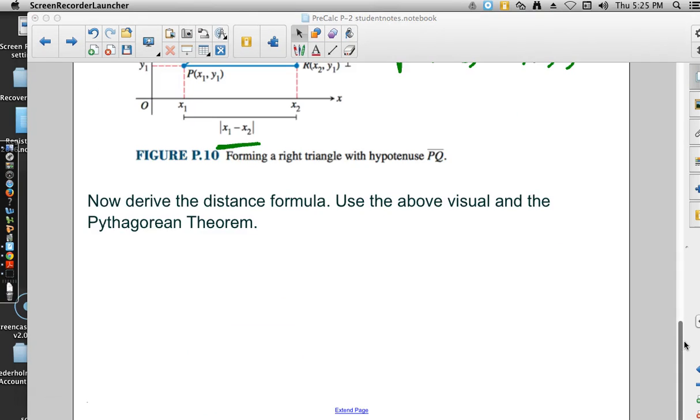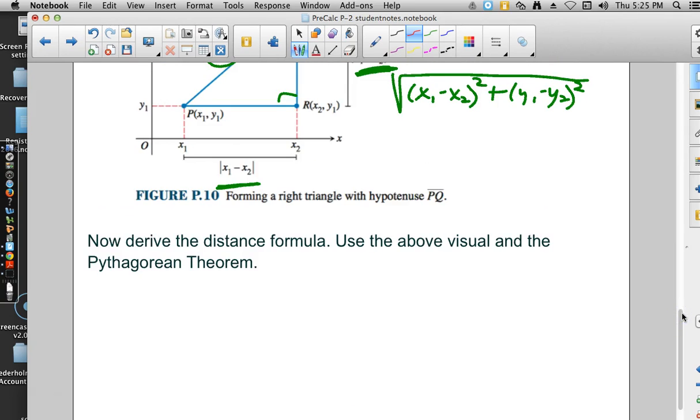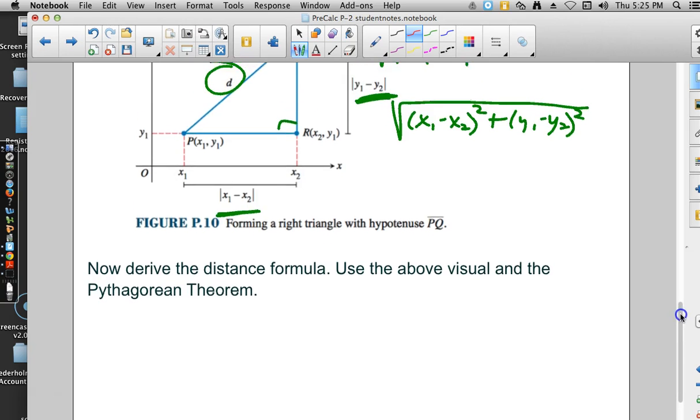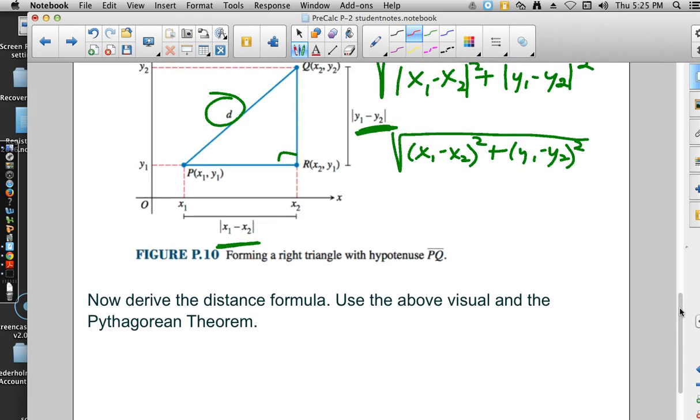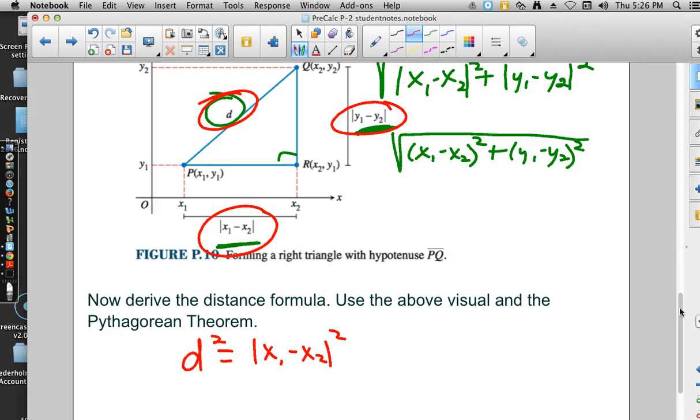Now that's not the derivation. You know, this says derive the distance formula, use the above visual and the Pythagorean theorem. So I was talking you through the process, but now it's time to derive. We go back to the picture and we say, okay, all we know is this is a right triangle. Well then, this squared plus this squared has to equal this squared. Yeah, so d squared has to equal the absolute value of x sub 1 minus x sub 2 squared plus the absolute value of y sub 1 minus y sub 2 squared.